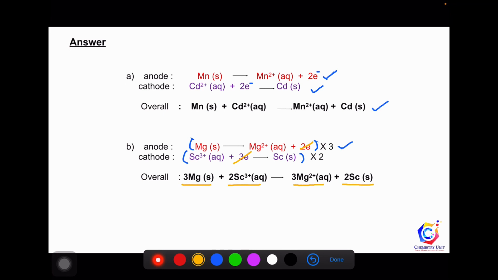Make sure the physical states are written for all 3 equations, which is for anode half equation, cathode as well as the overall, and don't forget your stoichiometry coefficients as well. Now let's move on to the last question in this video.